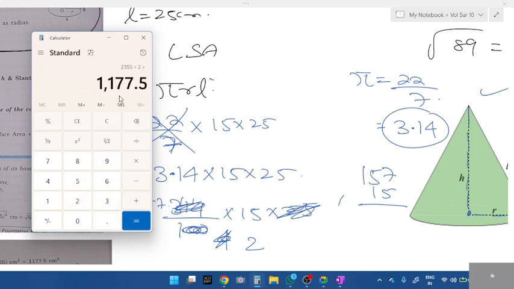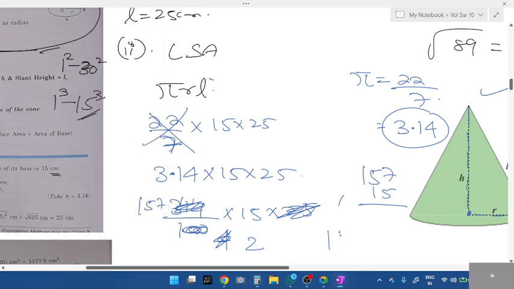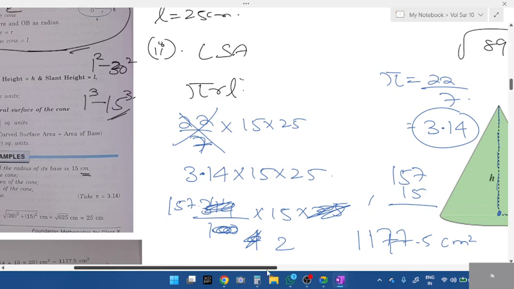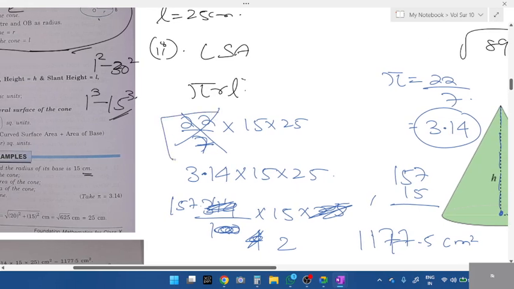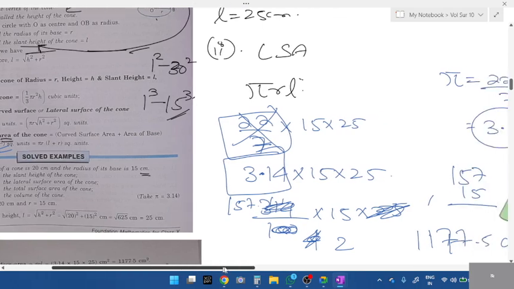What's the answer, students? 1,177.5. If you multiply and divide, you should get 117,777.5. It is lateral surface area, centimeter square. All of you understood the calculation part? Okay. So it depends on 22 by 7 and 3.14. Take it according to the values. If you're not able to cancel out 7, take 3.14.